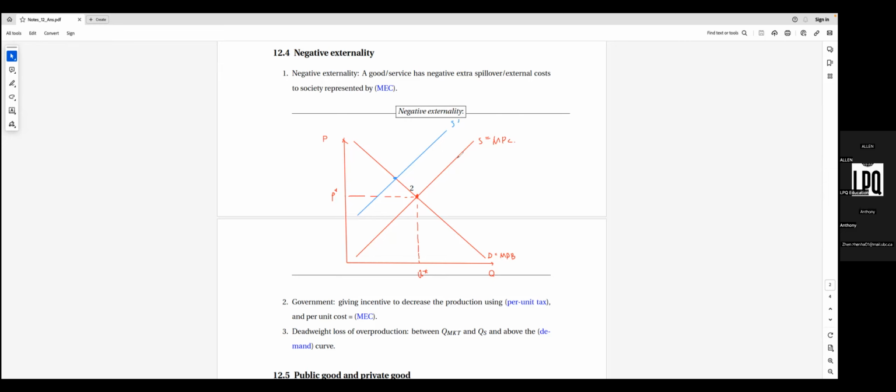Yeah, so we want to reduce the supply. But the next question we need to consider is how far we shift the supply curve to the left. To answer this question, you just measure the difference between the two supply curves. You just do a supply measurement. So we label this one the marginal external cost.